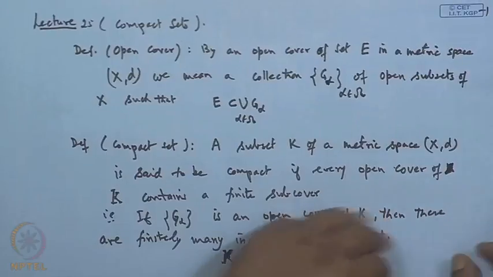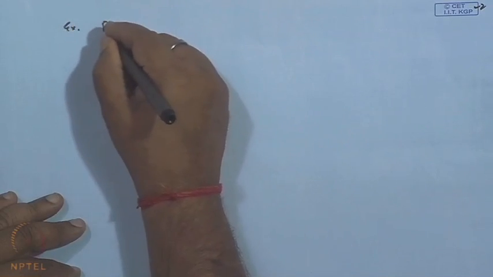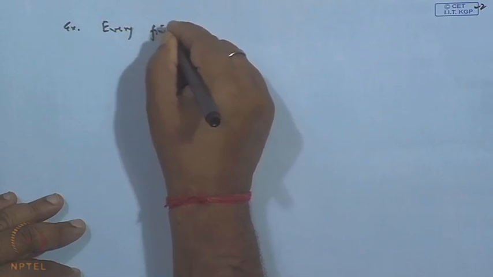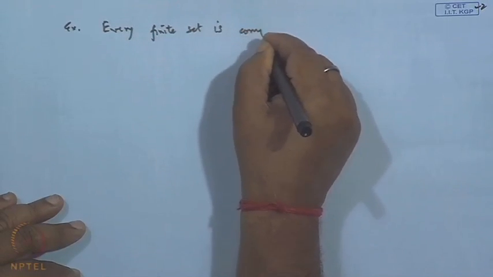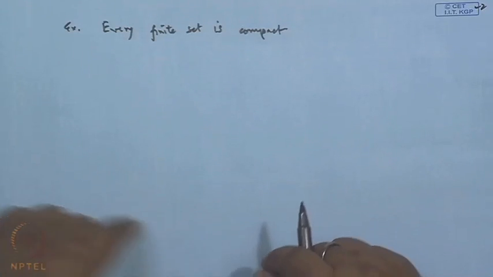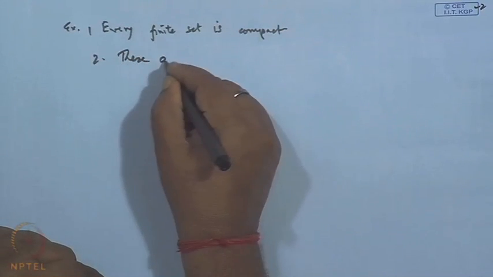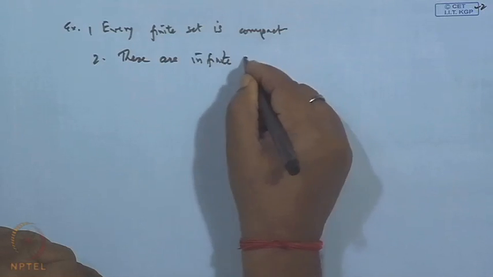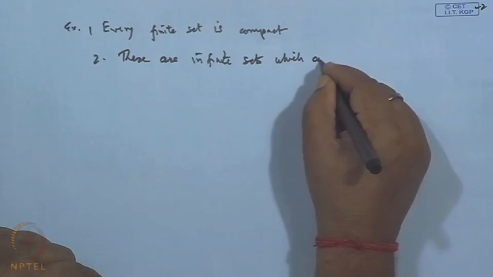Okay. So, an arbitrary set E is said to be compact whenever any open cover of it has a finite subcover. That is, there are only a finite number of open sets whose union will cover the entire set X. Obviously, a finite set is a compact set. Every finite set is compact. There are infinite sets also which are compact. So, we will see that there are infinite sets which are also compact.